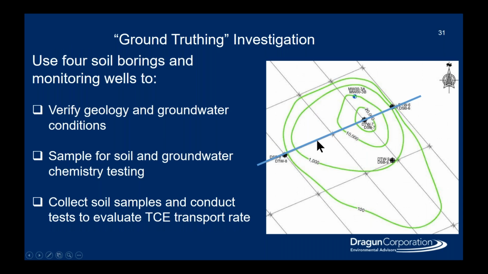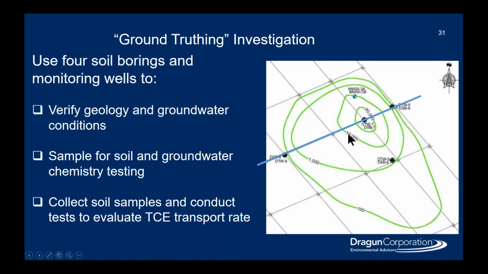So the MIP doesn't provide any actual concentrations. And one thing it also can't do is give you an idea of whether there's actual free-phase contaminants there. So what we did to try and answer some of those questions is we did 4 borings with the Geoprobe to ground truth our data that we got from the MIP and from the soil gas.